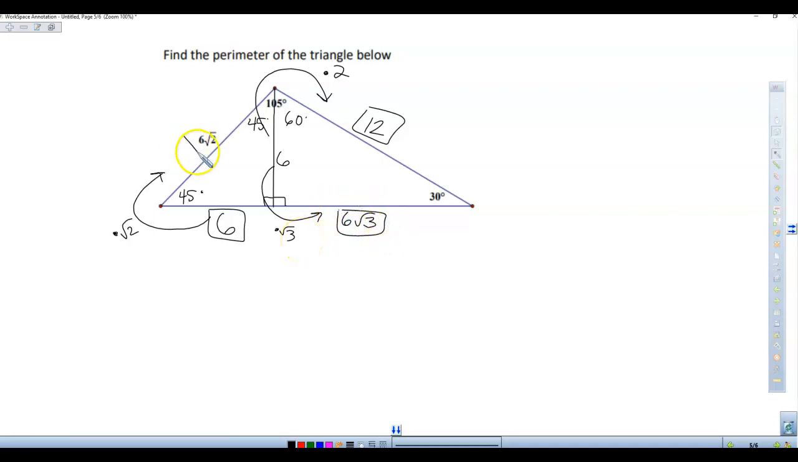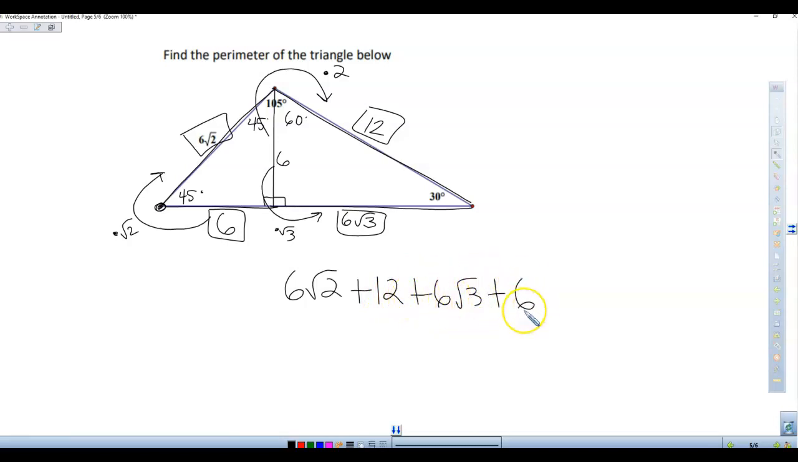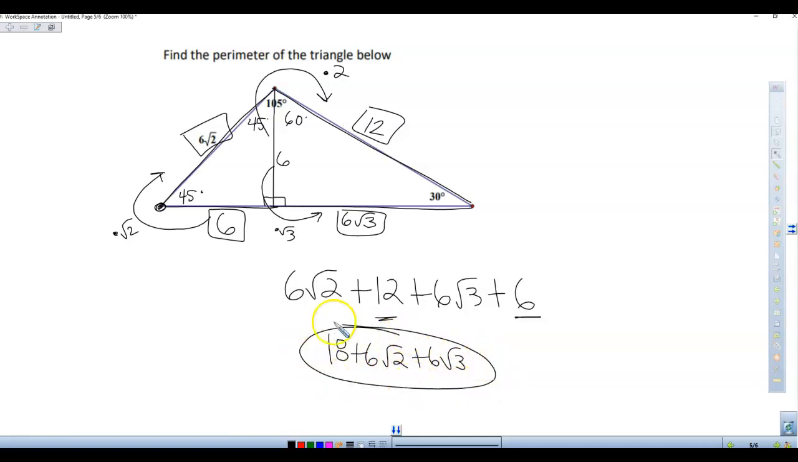And now to get the perimeter of this triangle, I'm going to add up all the way around it. So starting here all the way around, I have 6 root 2 plus 12 plus 6 root 3 plus 6. And then I combine any like terms, and in this case, the only like terms I have are 12 and 6. So the perimeter of this triangle is 18 plus 6 root 2 plus 6 root 3. And then, of course, whatever the units are, in the linear units in this case, it's perimeter.